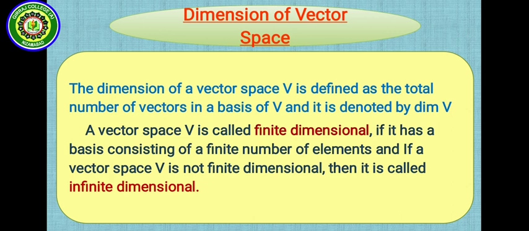If the dimension of the vector space is finite, then we say that it is a finite dimensional vector space. It means the total number of elements in the basis set is finite. If it is not a finite dimensional vector space, then it is called an infinite dimensional vector space. So that is the definition.